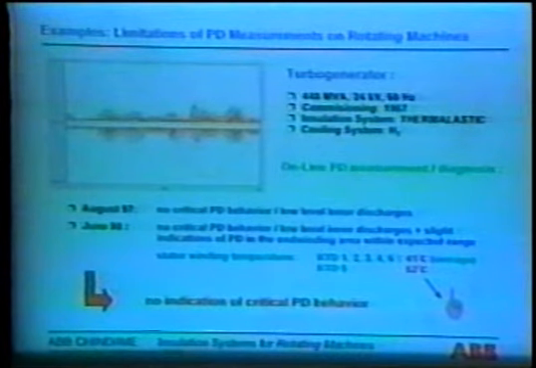Here you see an example for a measurement on a turbo generator, which was monitored by PD online measurements in regular intervals. A test was carried out in '97 where no critical PD behavior was found, only low-level inner discharges. So there was no critical situation for the insulation system. The next measurement was carried out in June '98.